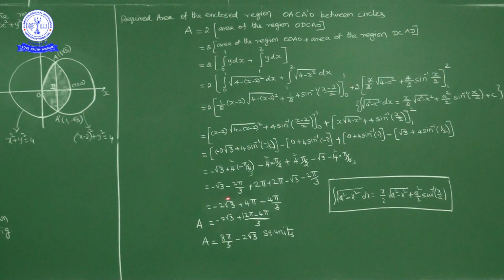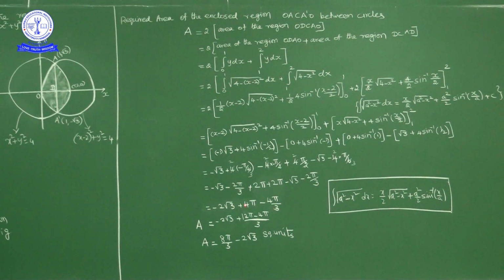So here what we have: minus root 3 minus root 3, that is minus 2 root 3, 2π plus 2π is 4π, minus 2π/3 minus 2π/3, that is minus 4π/3. Okay, so minus 2 root 3, and if you take LCM 3, 12π minus 4π is 8π/3, so the area is 8π/3 − 2√3 square units.